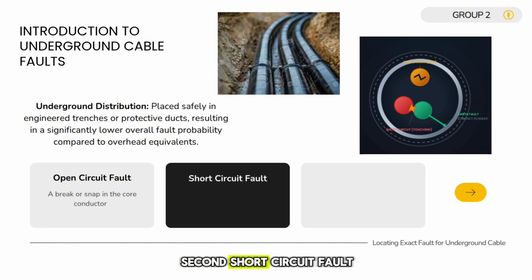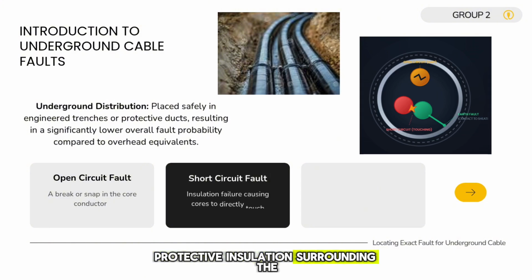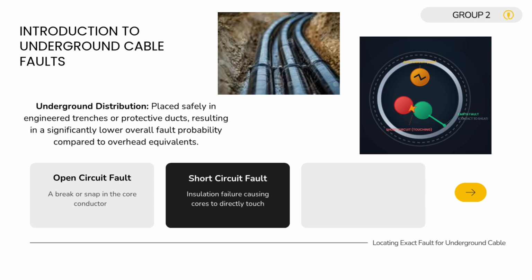Second, short circuit fault. This happens when the protective insulation surrounding the internal wire fails, causing two separate wire conductors to make direct metal-to-metal contact. This creates a path of zero resistance between them. In the illustration, you can see the insulation breakdown where the two cores touch.